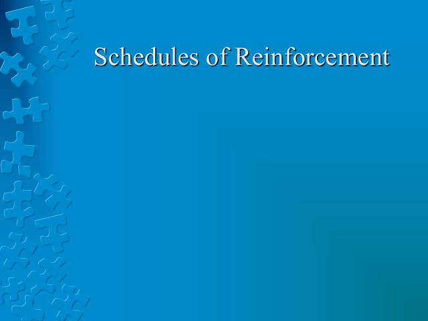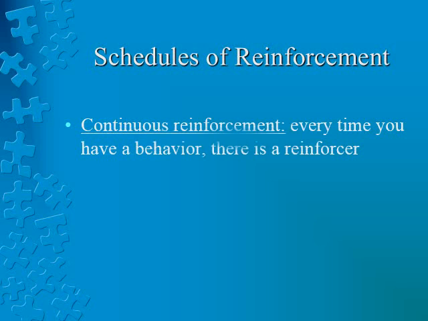Administering reinforcement and punishment is more than just deciding what kind of reinforcement or punishment you want to use. The way that you administer it and the timing of the administration is also very critical. And we call this a schedule of reinforcement. Now, with the schedule of reinforcement, you can choose to reinforce every single time the behavior occurs. And that's called continuous reinforcement.